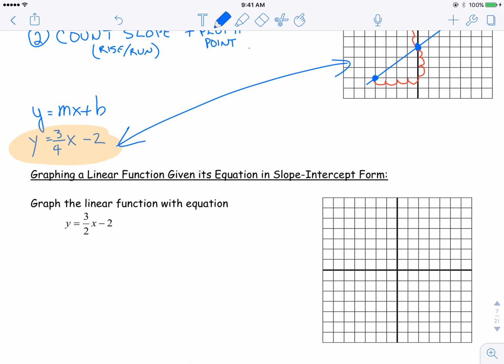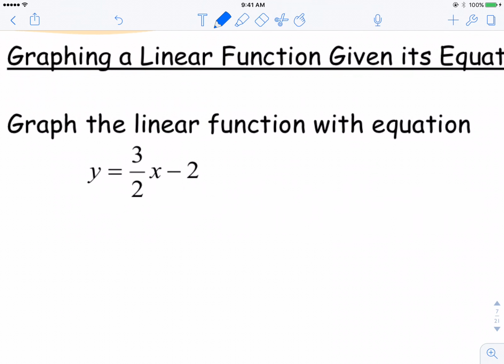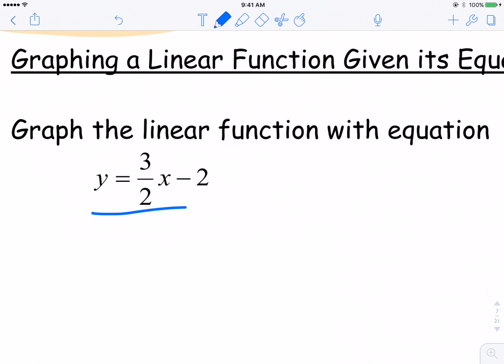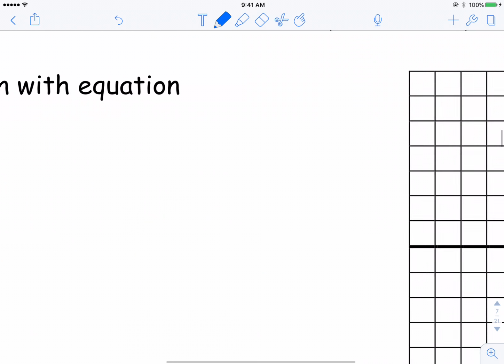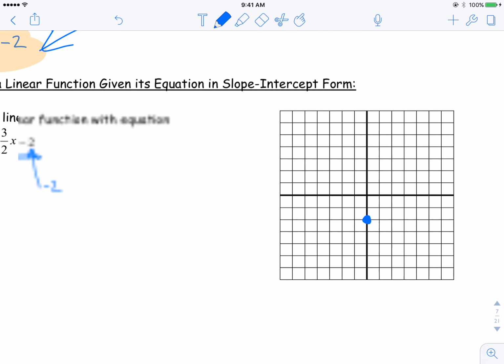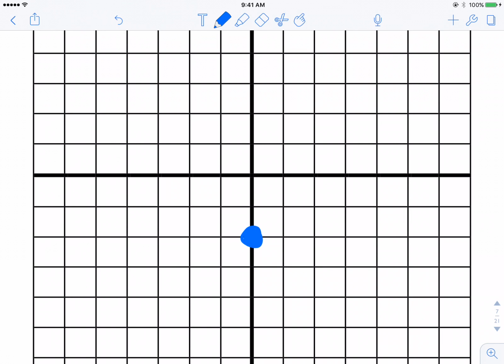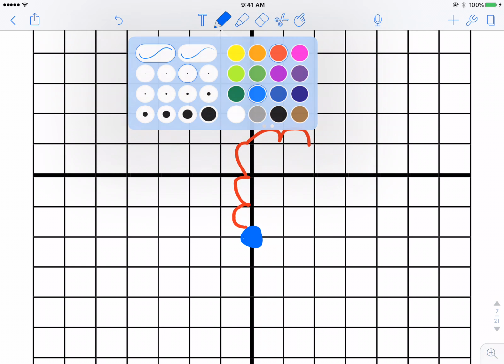So if we look at the next example, graphing a linear function given its equation in slope-intercept form. Here, graph this equation, 3 over 2x minus 2. What's our y-intercept? -2. What's our slope? 3 over 2. Go to my graph, put a point at -2, and I count my slope. Up 3, 1, 2, 3, and over 2, 1, 2. Put another point.